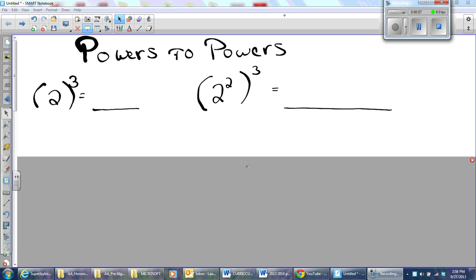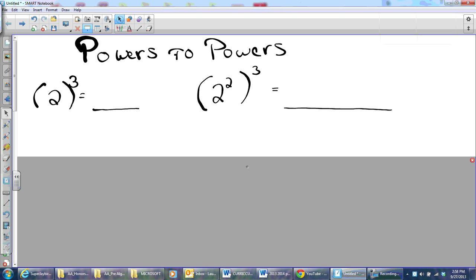Today we are going to talk about powers to powers. Now this should be very, very simple stuff. There is a shortcut, but I will not teach it to you. If you discover it, that would be wonderful.